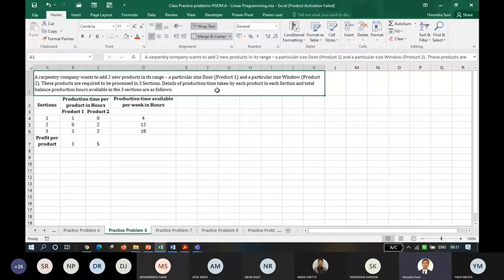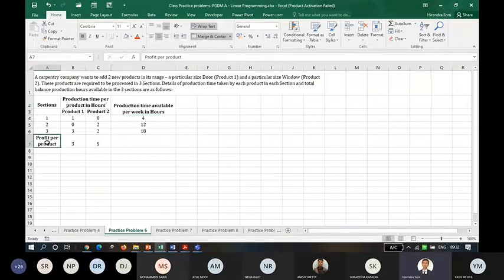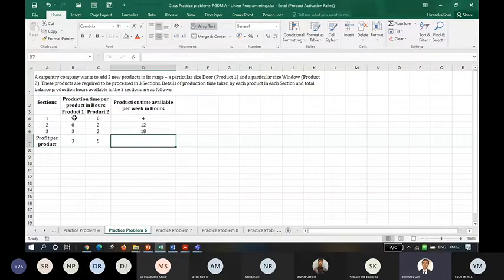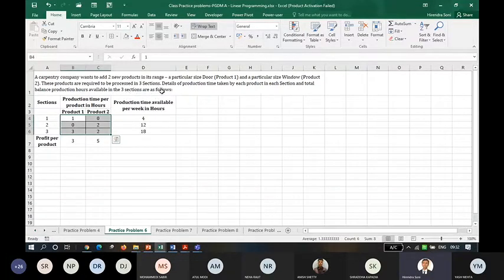Details of production time taken by each product in each section and total balance production hours available in the 3 sections are as follows. So you are aware of the production time which is available to you, per week and profit per product. This is what has been provided.